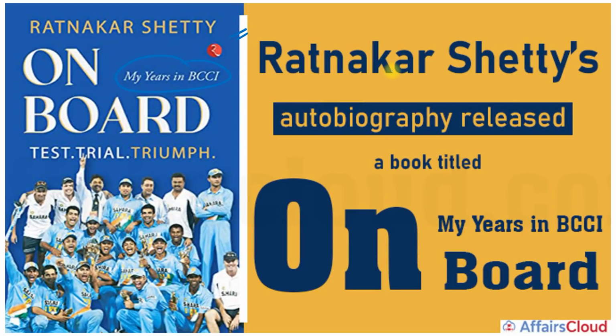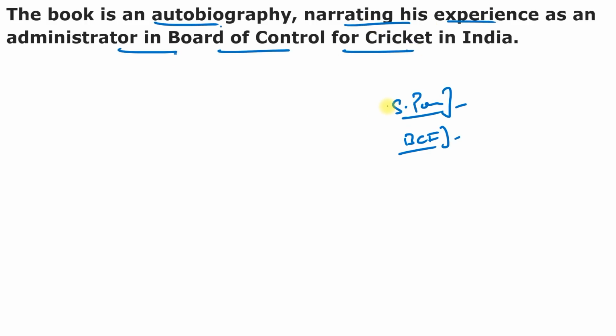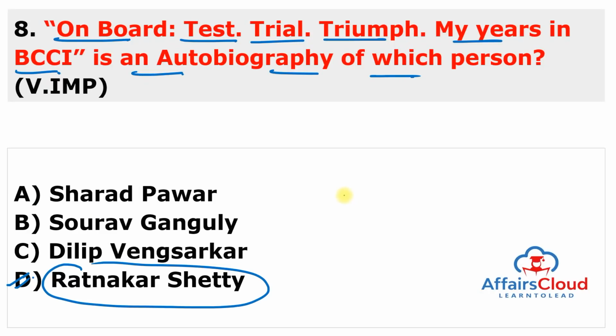And this is a very beautiful cover page, and the book was released by Sharad Pawar, former president of BCCI and International Cricket Council. And the book is an autobiography narrating his experience as an administrator in the Board of Control for Cricket in India. But you can also remember about BCCI. President is Saurav Ganguly, and BCCI was founded in the year 1928 and its headquarters is in Mumbai. But most important, the name of the autobiography, On Board, Test, Trial and Triumph, My Years in the BCCI. It is an autobiography of Ratnakar Shetty, very famous and one of India's long-served cricket administrators.